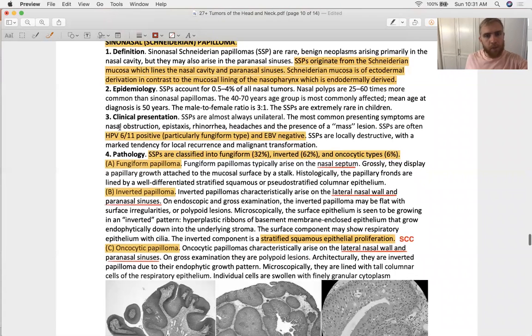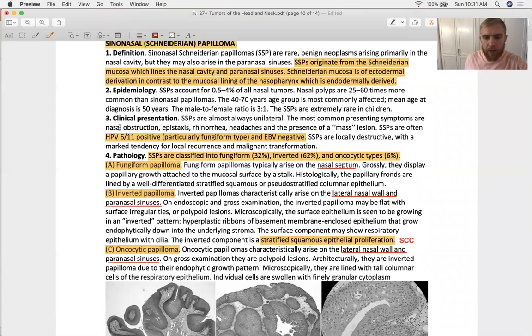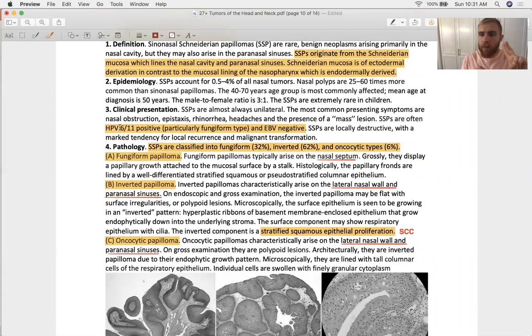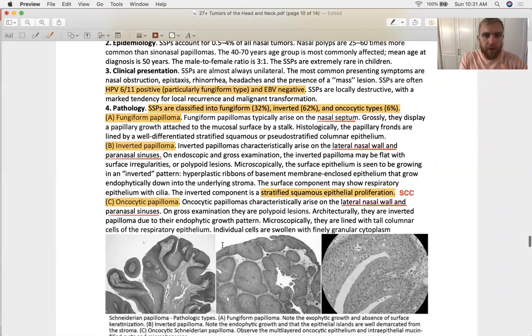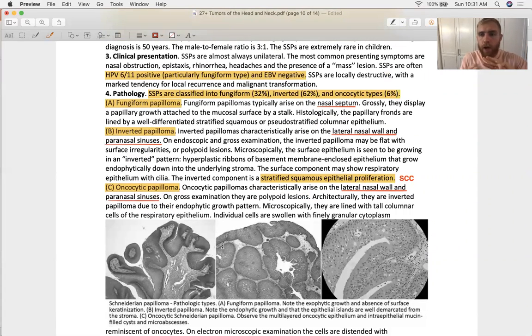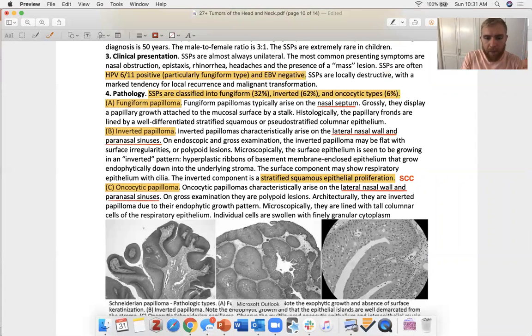So what's important anytime we're breaking down a tumor SDL? Where does it start? What's the tumorous cell type? What's the histology? So let's go through those three things. You've got three variants of your SSPs: fungiform, inverted, and oncocytic. Now, fungiform papillomas are going to typically grow straight from the nasal septum. So that's important because these other two do not start from the midline septum.